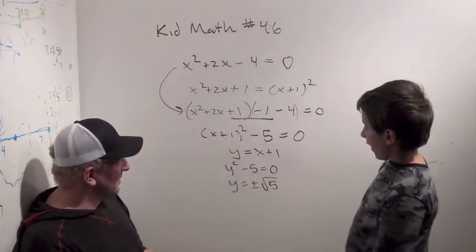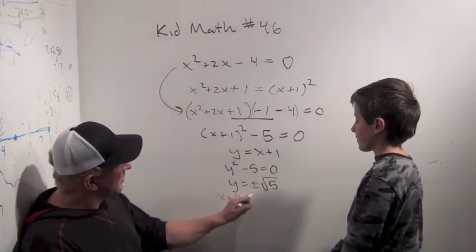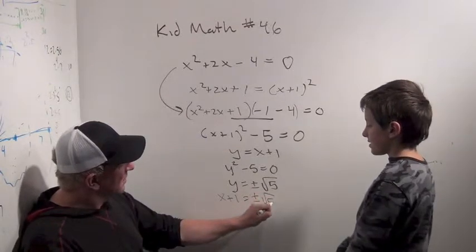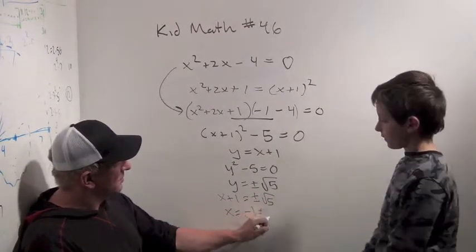But we need to solve for x. So x plus 1 is plus or minus the square root of 5. And x is minus 1 plus or minus the square root of 5.